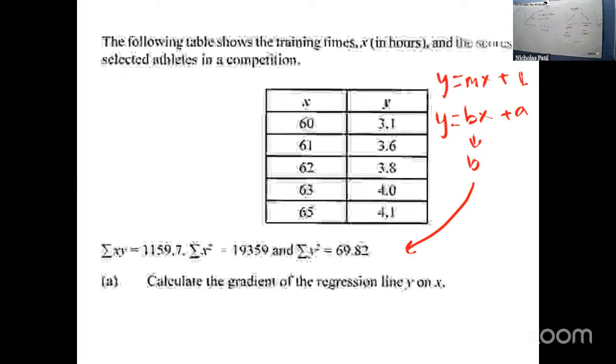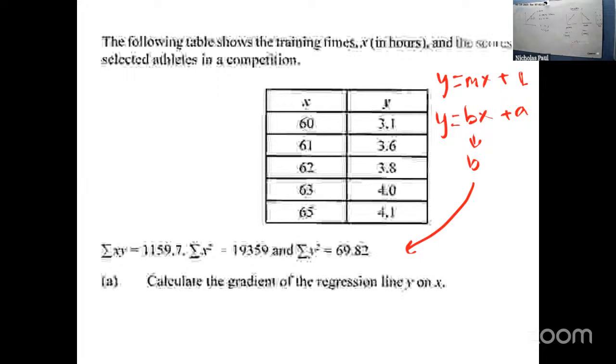Check in the group, the formula sheet. Work it out. Tell me what you get. Once you get it right, you move on. Go to the answer. Say, what's the value of y squared? Like 69.82. Okay.